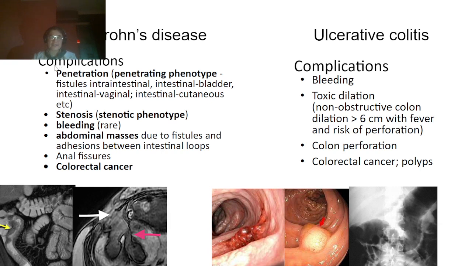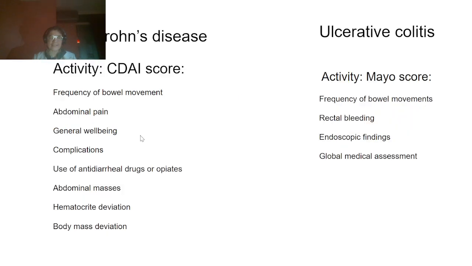The Crohn's disease complications include penetration, the so-called penetrating phenotype, with fistulas, like here an intestinal cutaneous fistula, also intestinal bladder, intestinal vaginal, and so on. Stenosis, this is the stenotic phenotype. Bleeding, which is rare, mostly in colonic forms. Abdominal masses due to fistulas and adhesions between intestinal loops. Anal fissures, and also colorectal cancer.